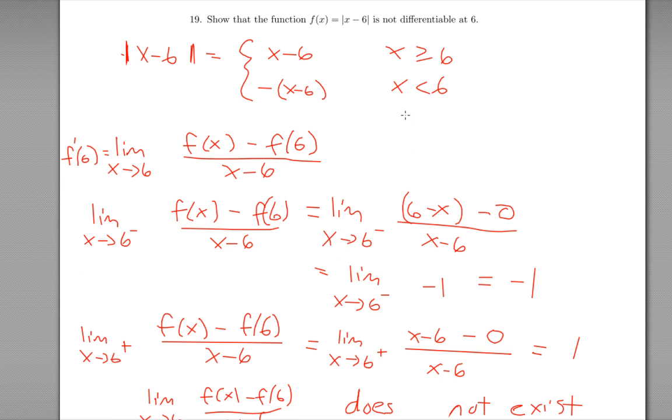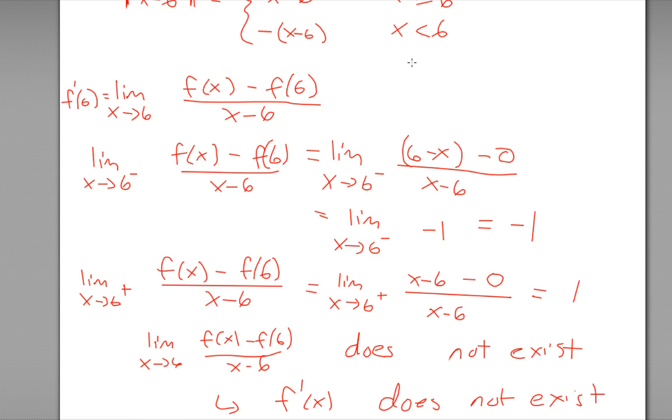Okay, but again, the whole idea of this is one of the definitions of a derivative. This is the definition of a derivative at x equals 6, and what we ended up showing is that this limit doesn't exist because the limit is different from the left and the right of 6. So therefore, because this limit doesn't exist, the derivative can't exist because this is the definition of what a derivative is, and it doesn't exist. So the derivative does not exist at 6, which means by definition it's not differentiable at 6.